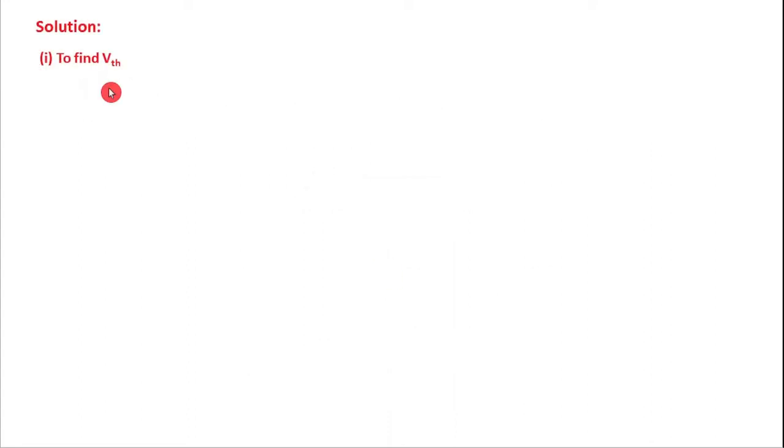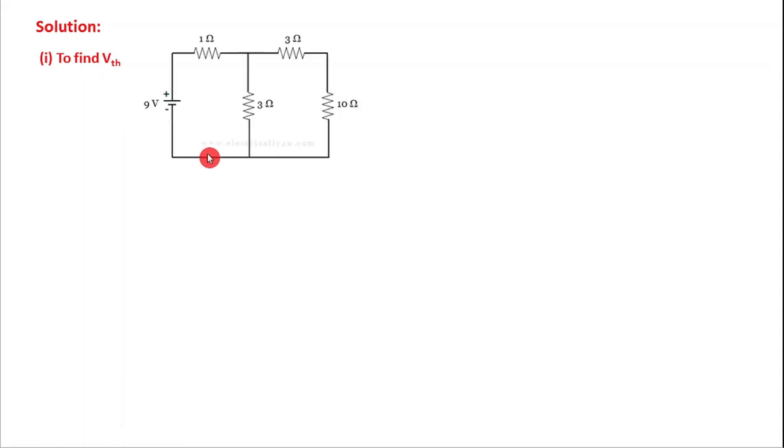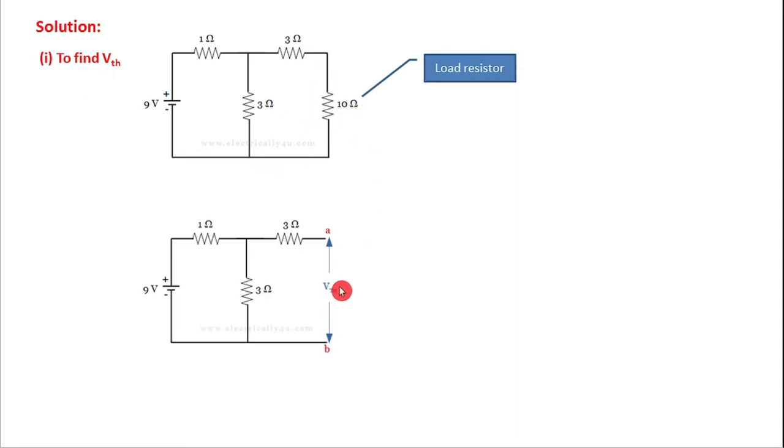First you have to find the value of Vth. So this is the given circuit, right? In the given circuit, this is the load resistor. To find the Vth, we have to remove the load resistor. So this is the circuit. The load resistor here is removed, and we have to find the voltage at the points A and B.